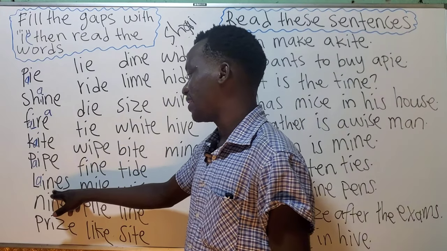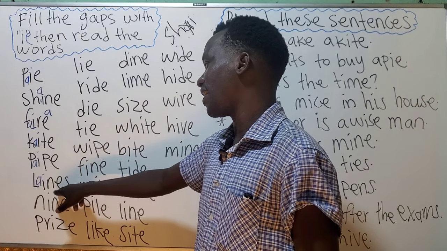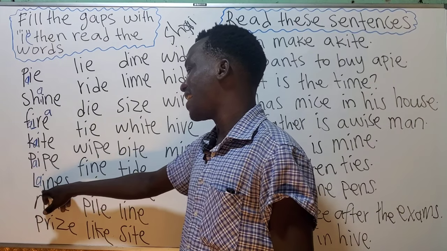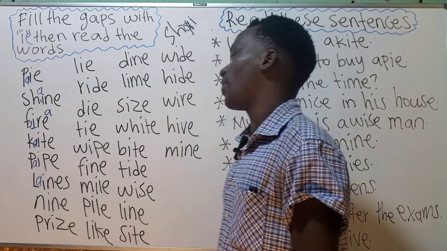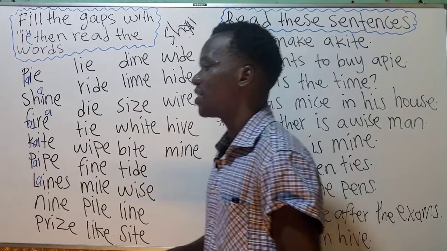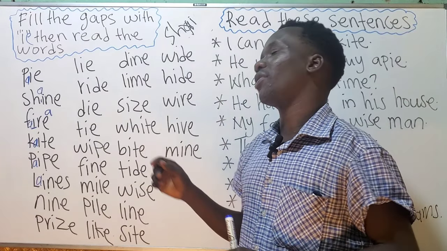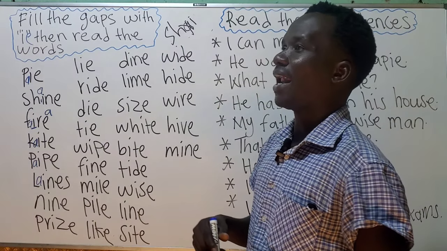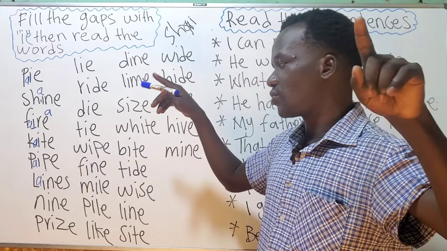And then N, E, S. E is silent. You can only hear lie, E and S and L. Okay? Lines. Lines means a thin, straight two meeting points. Okay? That is a line. A line is two meeting points that are straight.